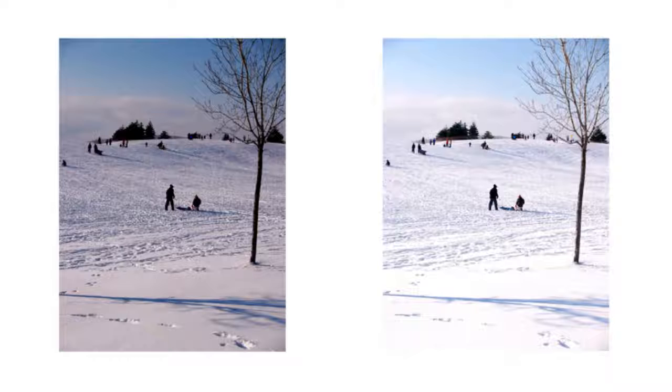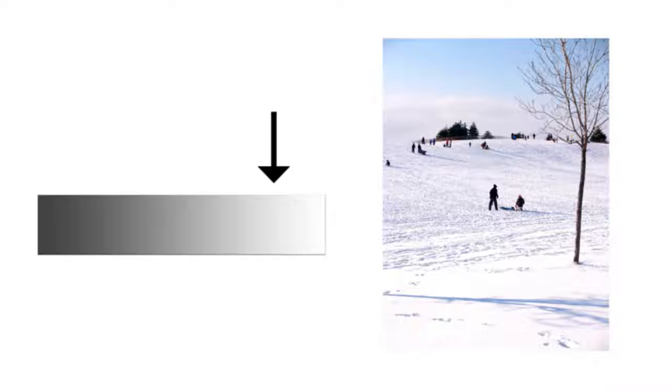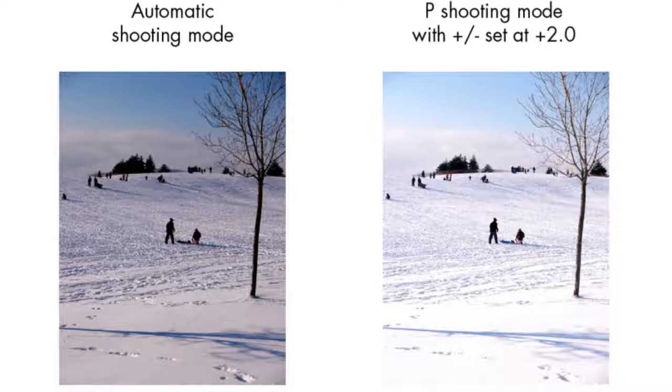That snow was actually white. I pointed my camera at this scene, and the camera found the average tone. The average tone in this image is right about here. The camera then takes that average and lets in just enough light so that that average tone ends up looking just like middle gray, which is why when I shot this scene in automatic shooting mode, the camera made my white snow look gray.